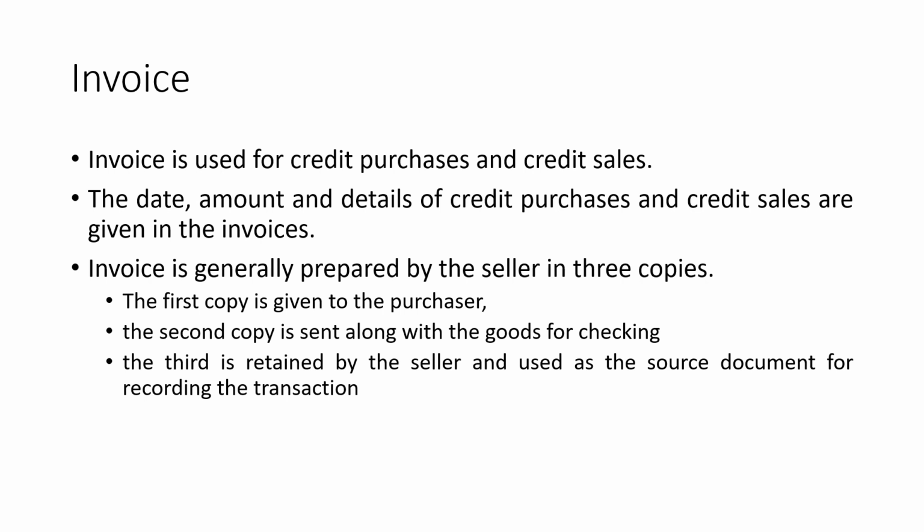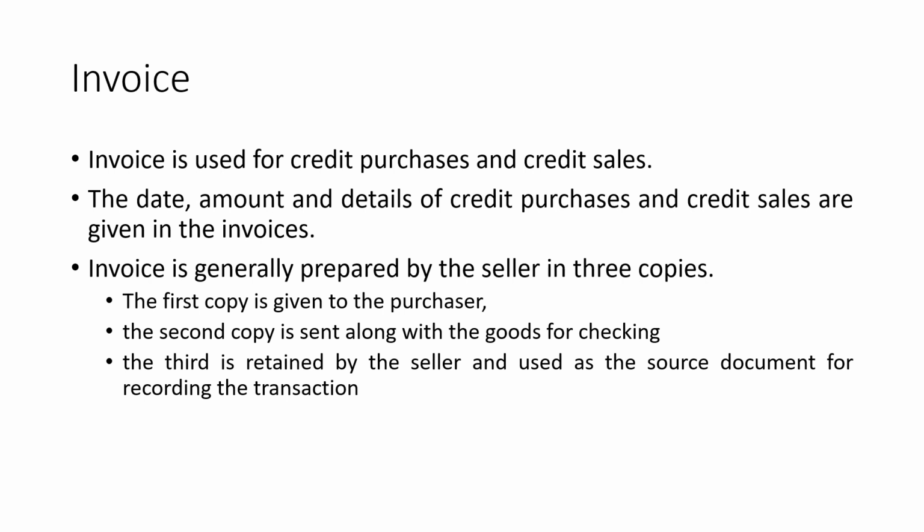It also contains the same details like date and amount. There we saw cash purchase details; here, the details of credit purchase and credit sales. Okay, so that is the difference between voucher and invoice. It is generally prepared by the seller, and we need three copies of the invoice. One is given to the purchaser, another one is sent along with the goods, and the third one is retained by the seller itself. Okay, so these three invoices are prepared in all types of business.